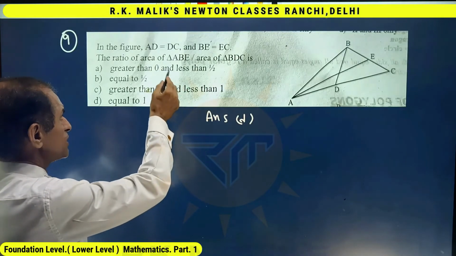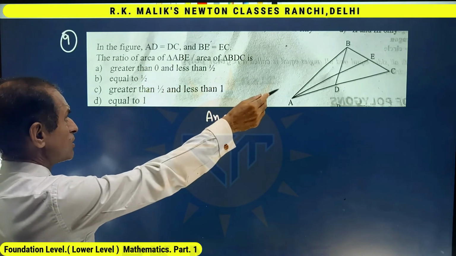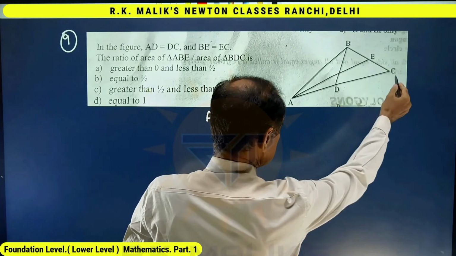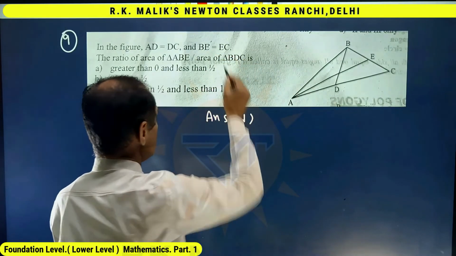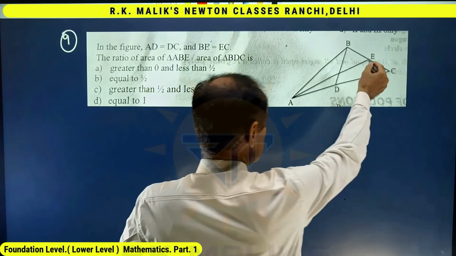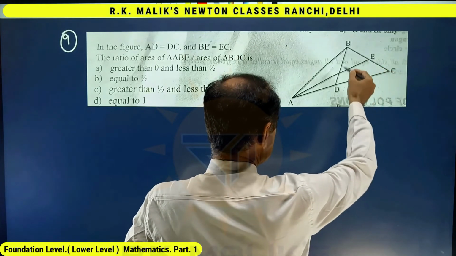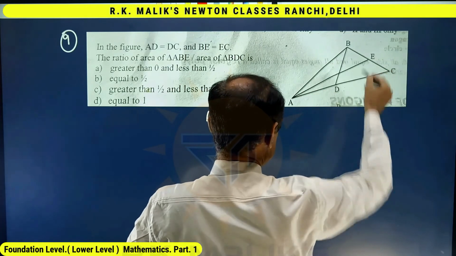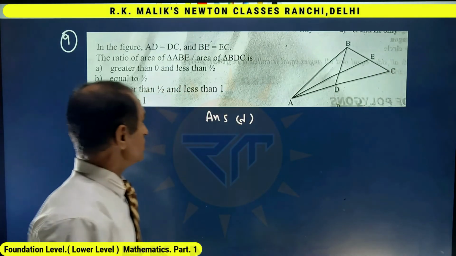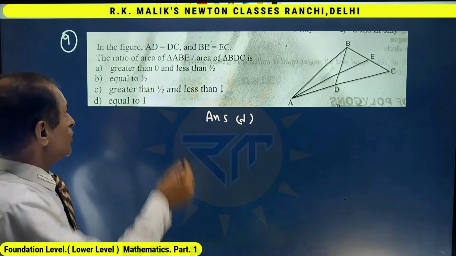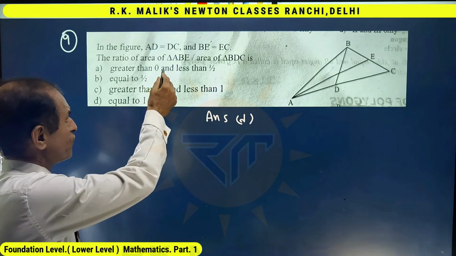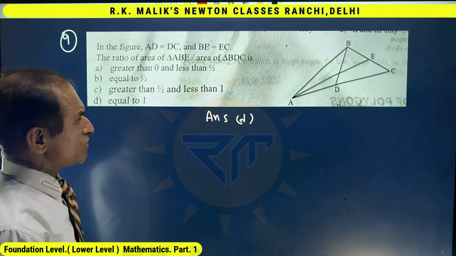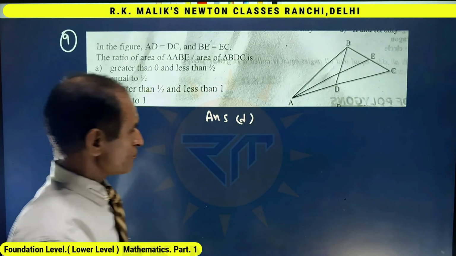In this question it is given that in this figure AD and DC are equal. That is, this is equal to this. BE is equal to EC. That is, BE and EC are equal. That is, I can say the line BD is a median, the line AE is also a median. And you have to find the ratio of the area of triangle ABE and the area of triangle BDC.